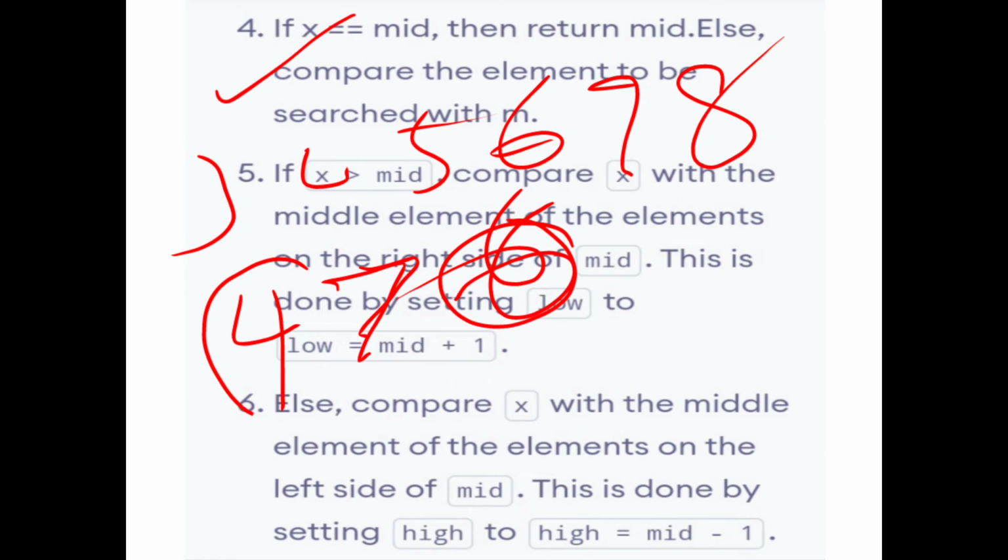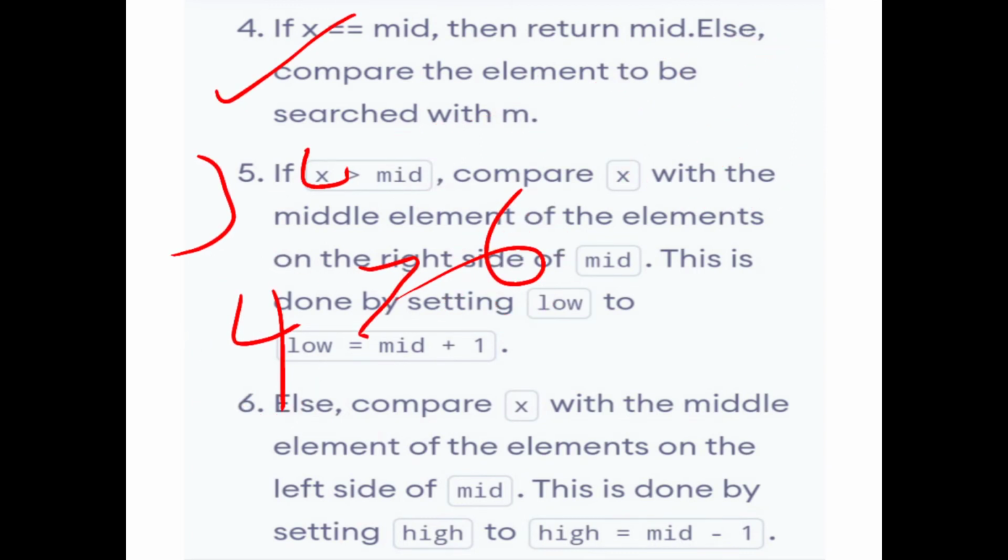Suppose the key element is 7. 7 is greater than 6, so only concentrate on the right side of the array. The right side of the array. Can you clear this idea?